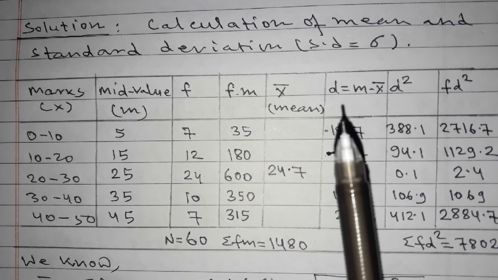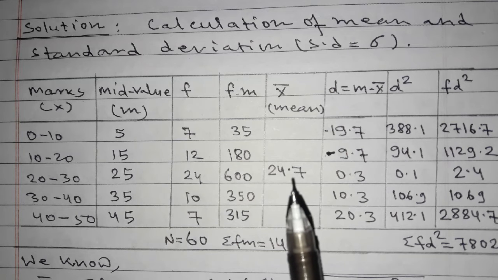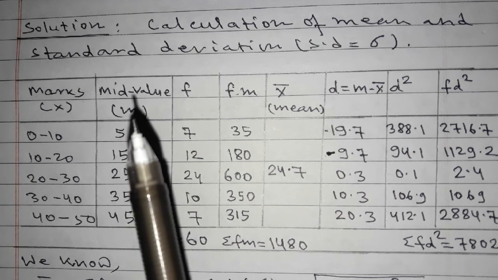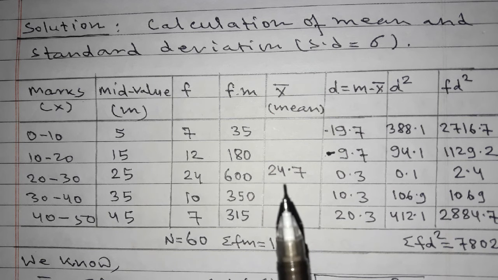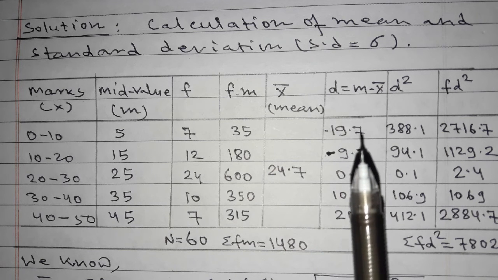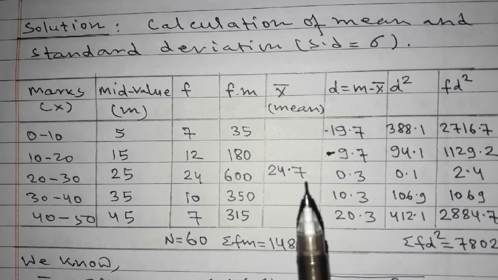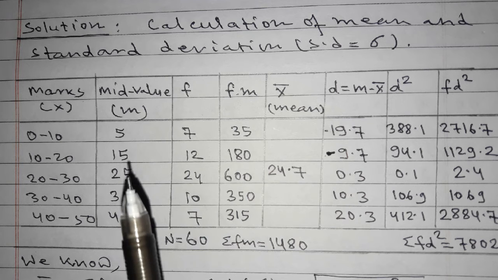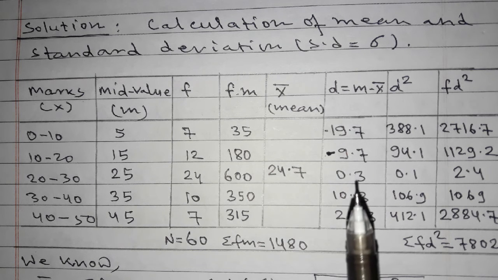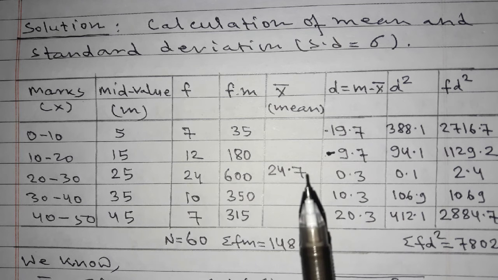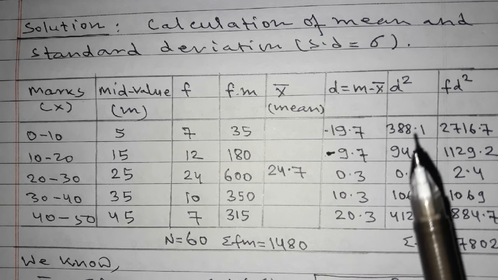Now to find the standard deviation, we have to find out the value of D. D means difference. We have to find the difference between each mid value and the mean. D is equal to mid value minus mean, X bar. 5 minus 24.7, we get minus 19.7. 15 minus 24.7, we get minus 9.7. 25 minus 24.7, 0.3. 35 minus 24.7, 10.3. 45 minus 24.7, 20.3. After finding the value of D, we have to find D square.